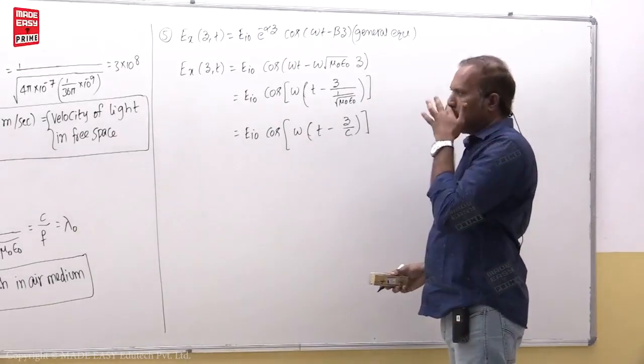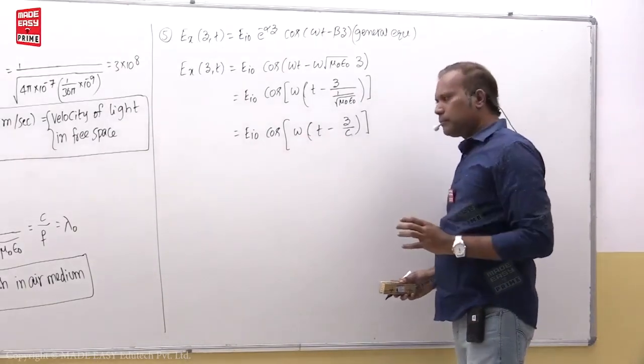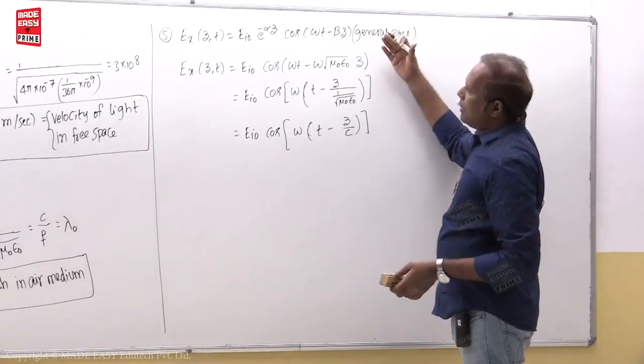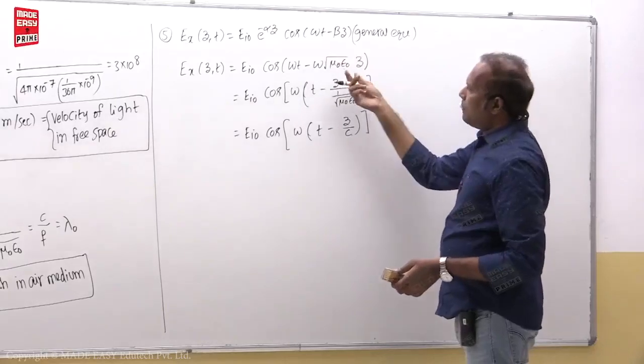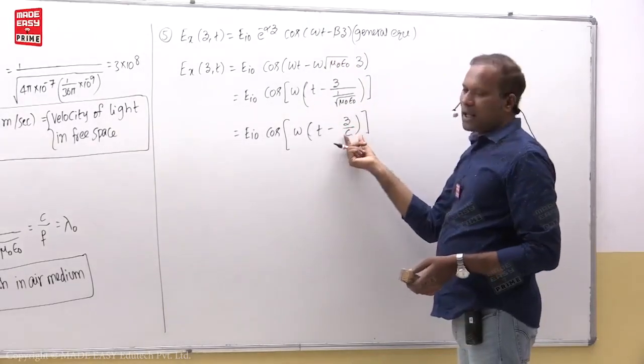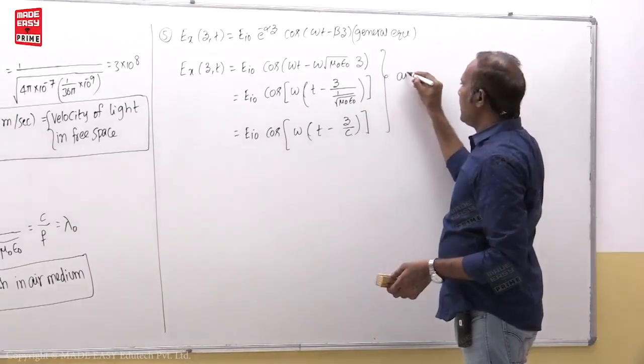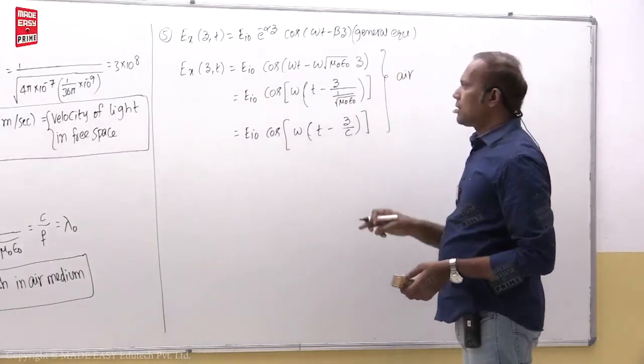In some books they give it in phasor form. So total equations are given in 3 forms: in phasor form, and in time domain form it is beta. In time domain form, in velocity form also it is given. So these equations are for which medium? Air medium. This is the general equation.